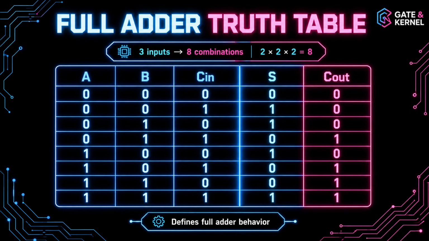For 1, 0, 0, the result is sum 1, carryout 0. For 1, 0, 1, the result is sum 0, carryout 1. For 1, 1, 0, the result is sum 0, carryout 1. And for 1, 1, 1, the result is sum 1, carryout 1. These 8 cases completely describe the behavior of a full adder.